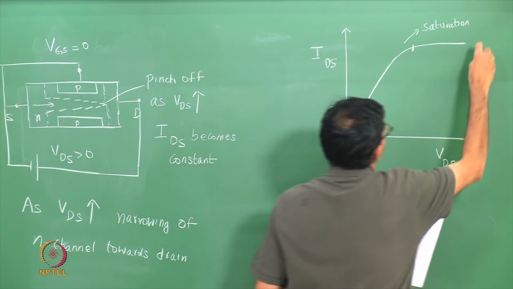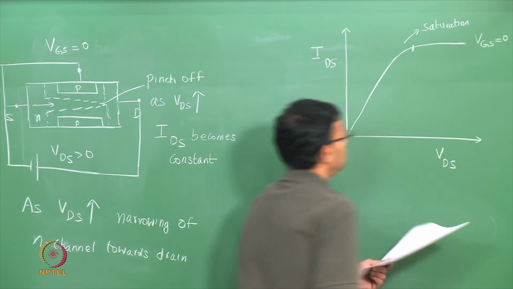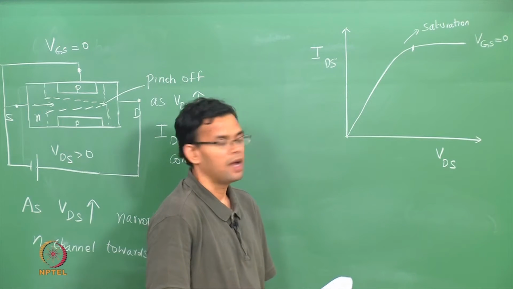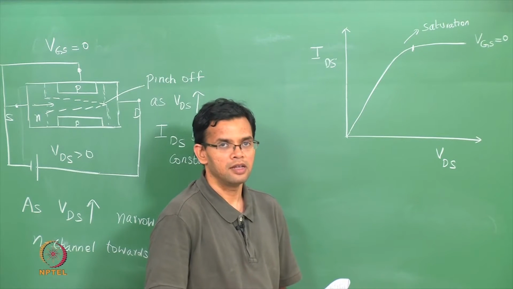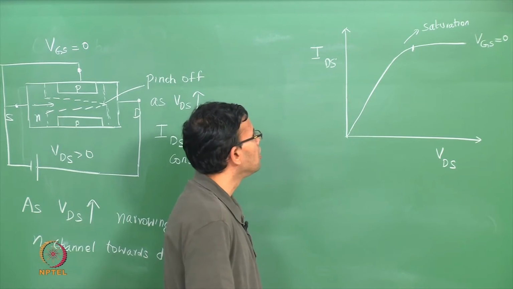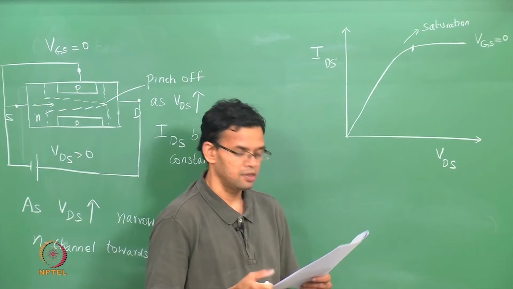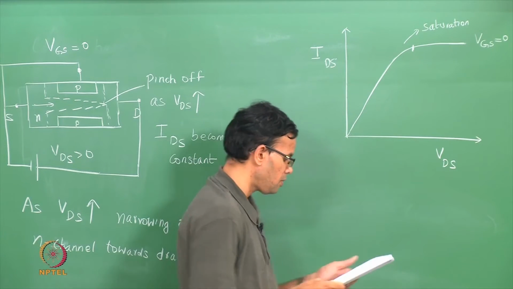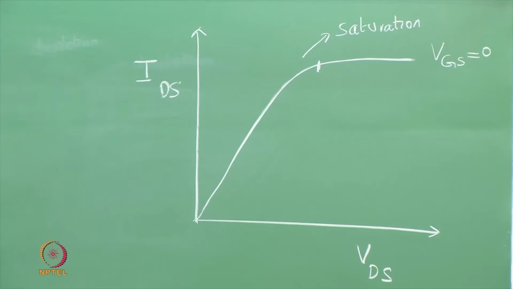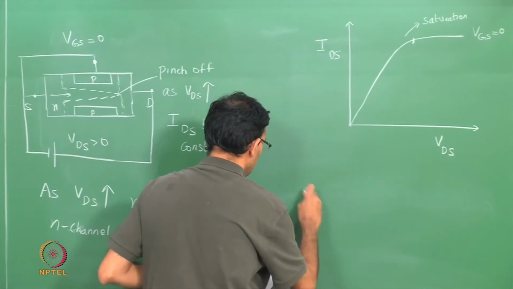And this plot is when your gate and source are shorted, so that there is no bias between the gate and the source. So, what will happen if I now have a bias between the gate and the source? Let me redraw this and introduce a bias between the gate and the source.